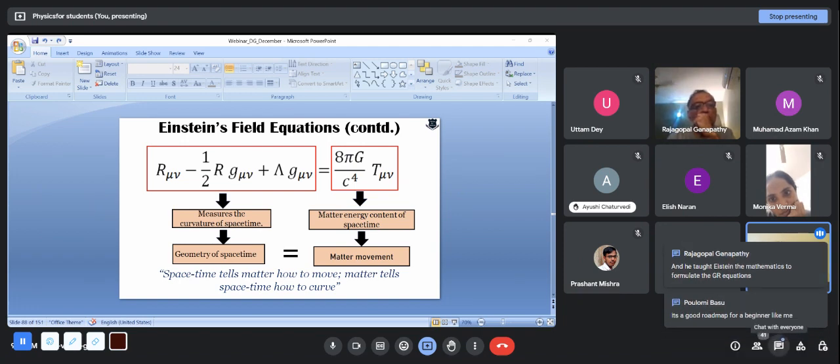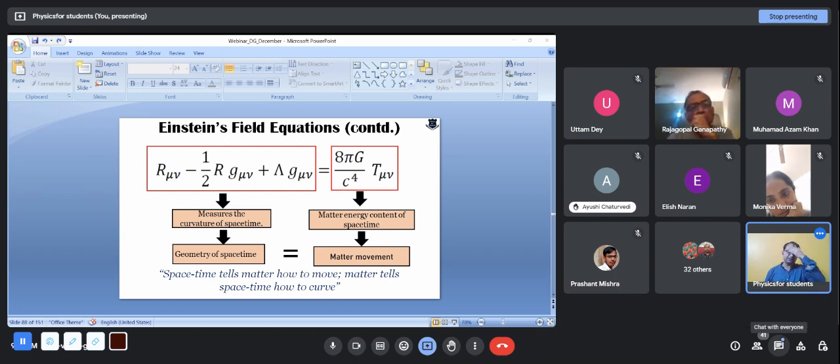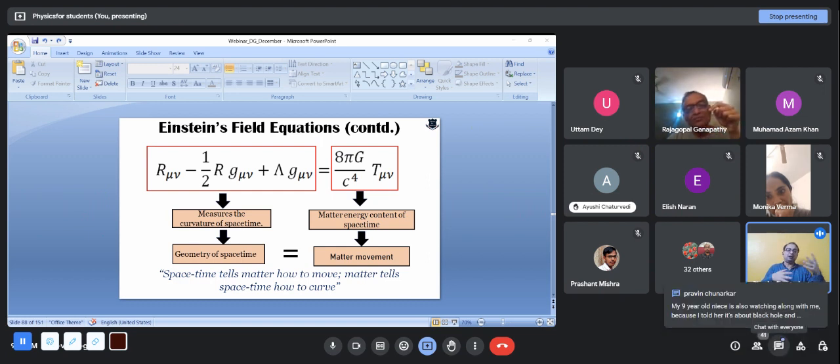Yeah, absolutely. On the right hand side, this equation tells how matter movement creates the curvature. So if the left hand side speaks of the curvature and the right hand side speaks of what is responsible for curvature, and if we unite both of them, then we get the equation. So that is what I have written at the bottom. Space time tells matter how to move, and matter tells space time how to curve.